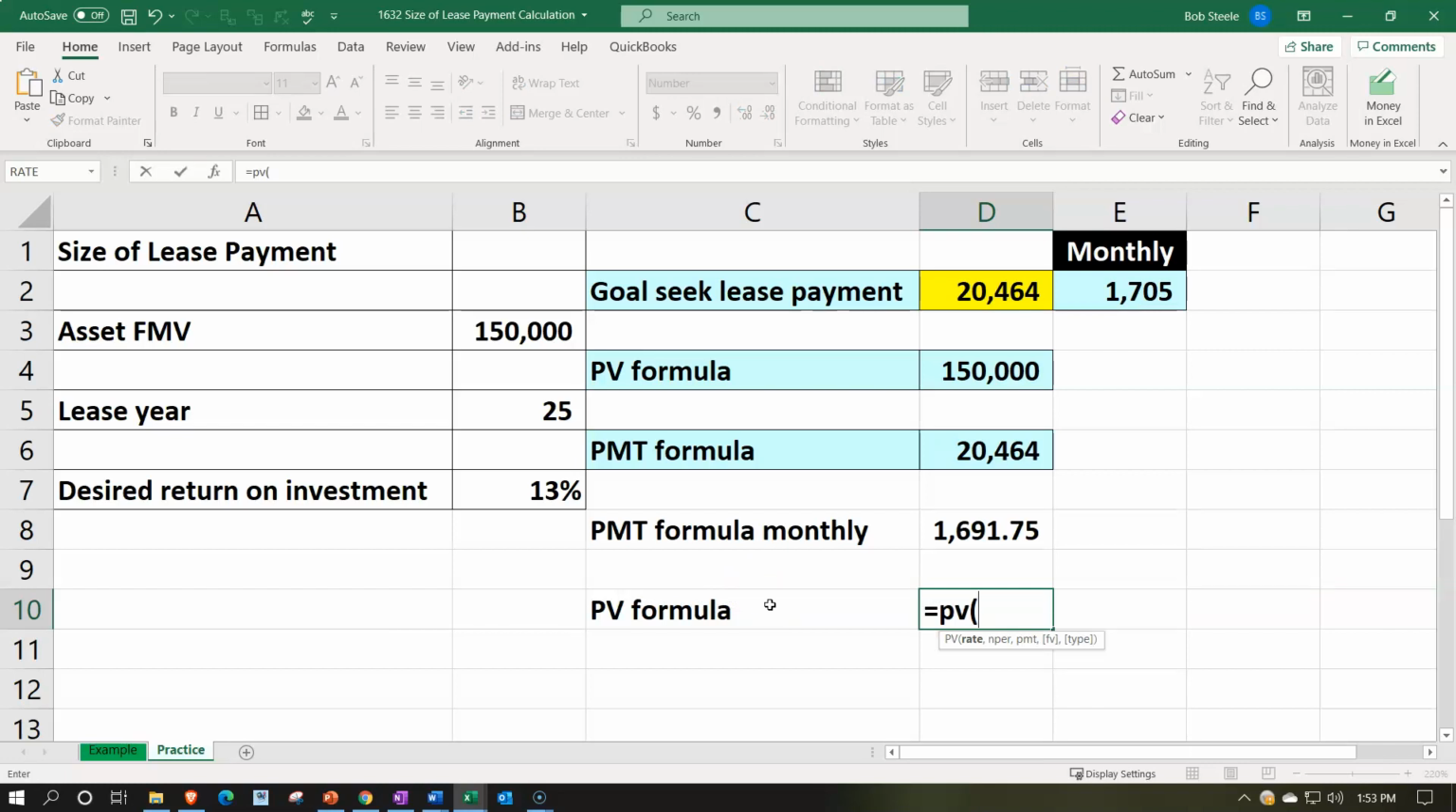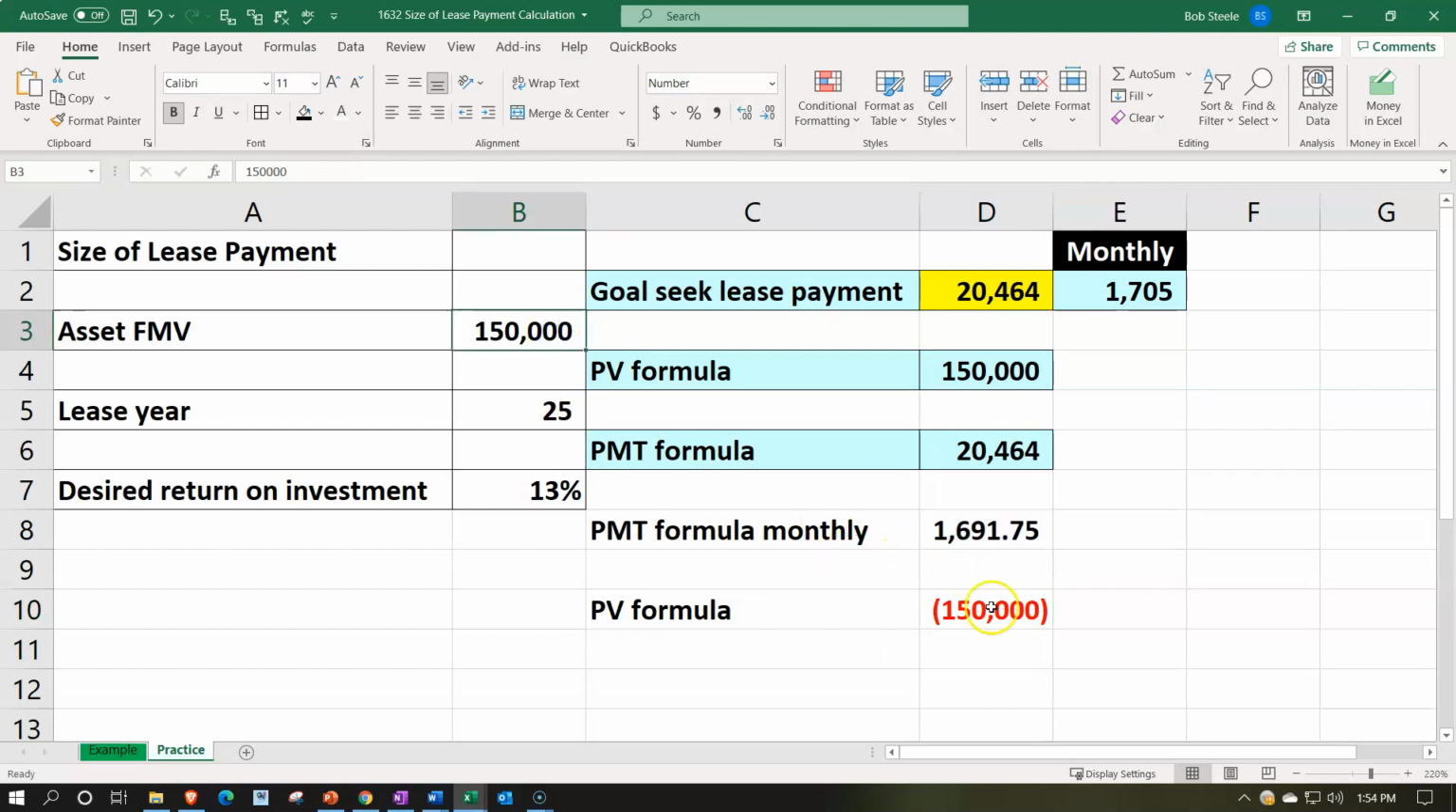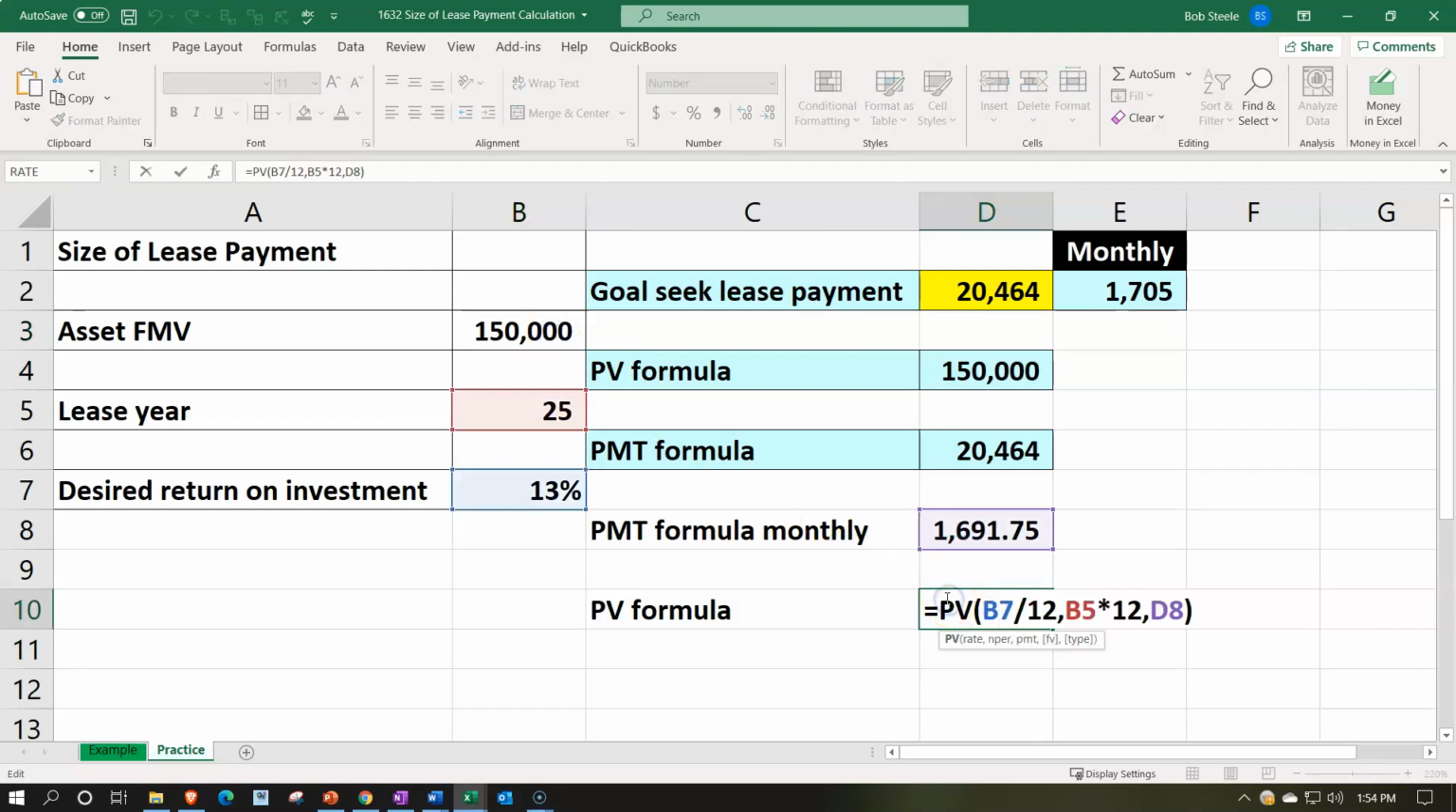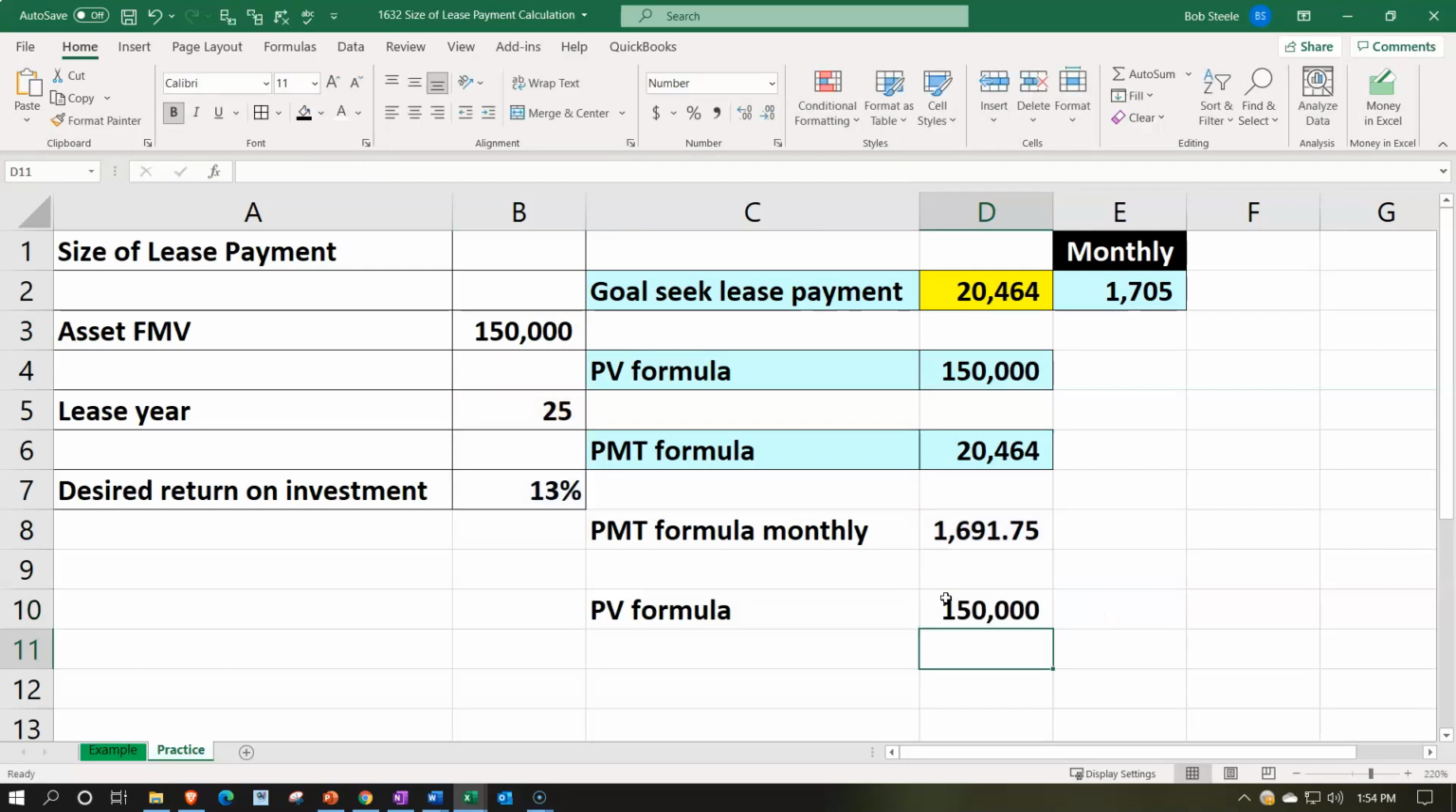We're going to be picking up the rate. The rate is going to be that 13%, but once again, that's a yearly rate. We want to make it monthly, so I'll divide it by 12. Number of periods is going to be 25, but that's for years, and we want months, so I'm going to multiply that times 12 to get the monthly periods, and then comma, the payment is going to be that 1,691.75, and enter. So there we got the 150, which is what we would expect. Let's make that a negative in front of the P to flip the sign of it. So there we have it.